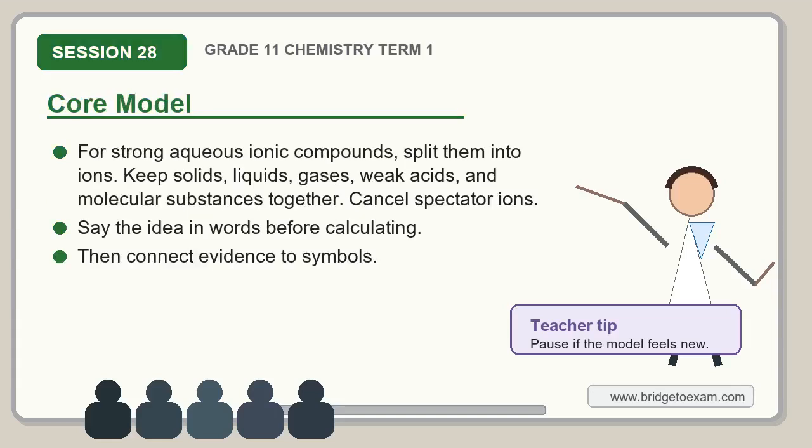The core model is this. For strong aqueous ionic compounds, split them into ions. Keep solids, liquids, gases, weak acids, and molecular substances together. Cancel spectator ions. Do not rush to an answer. Build the model first, then let the model guide the calculation or explanation.